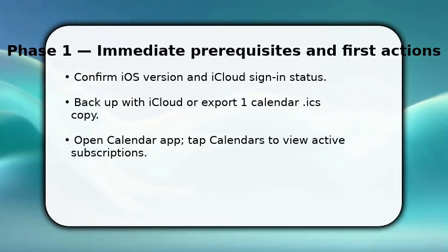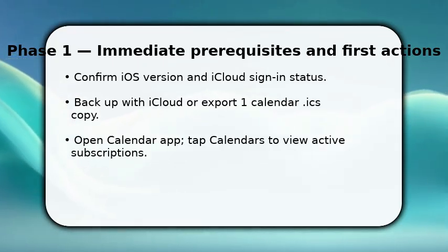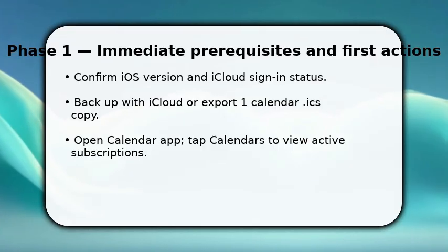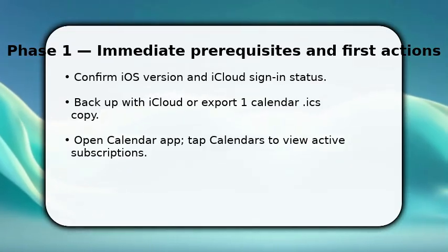Now open the Calendar app and tap Calendars to reveal active accounts and subscriptions. This first actionable step shows what's currently enabled and prevents accidental deletion later.